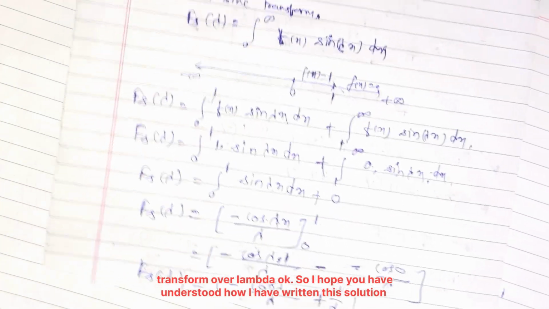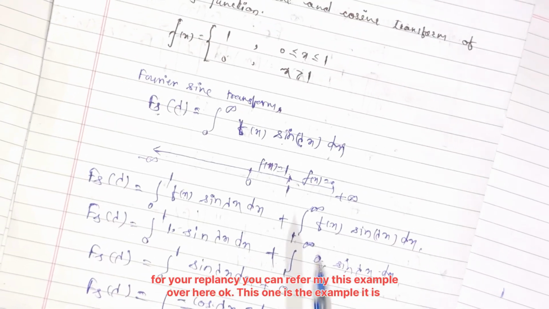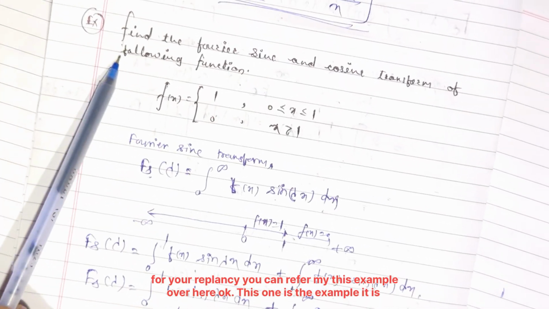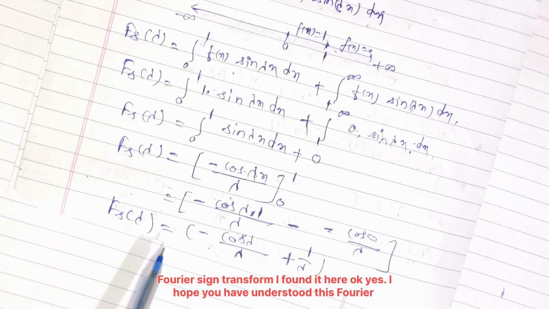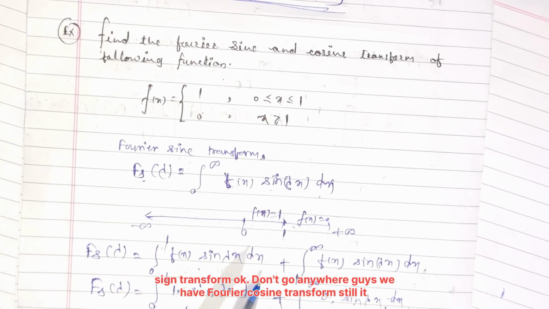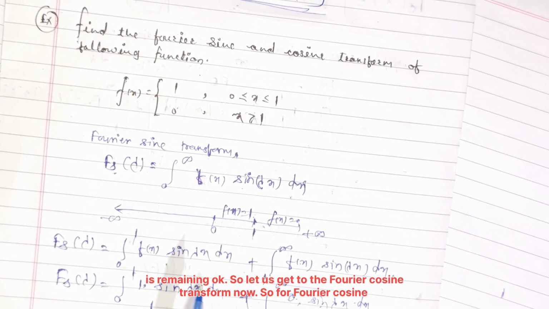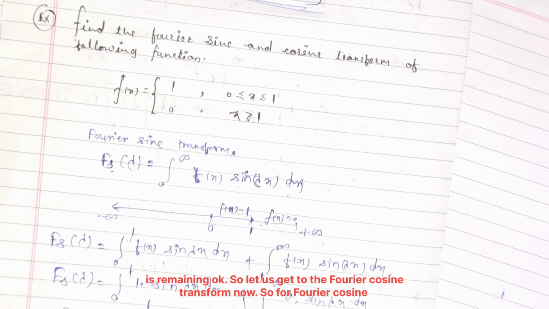I hope you all have understood how I have written this solution. For your reference, you can refer to this example over here. This one is the example, it's a Fourier sine transform. I hope you all have understood this. Don't go anywhere guys, we still have the Fourier cosine transform remaining. So let's get to the Fourier cosine transform now.